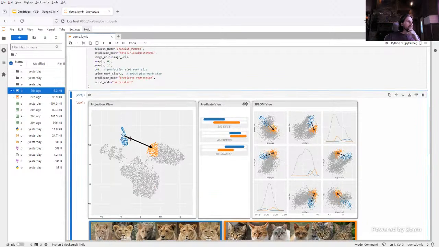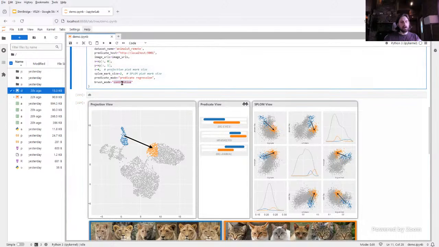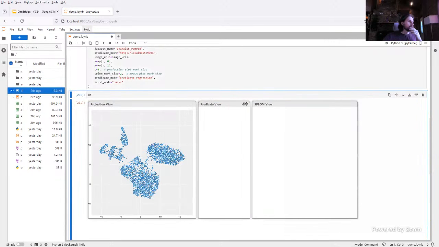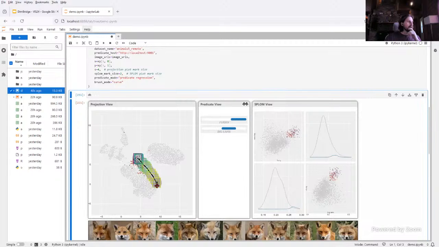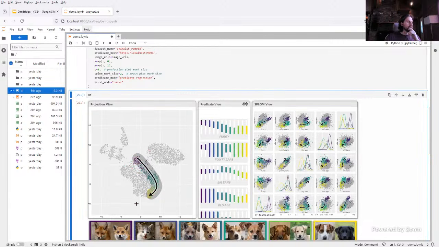So we have one more interaction to show that. I'm going to change the brush mode to curve. So we can look at individual clusters. We can look at trying to compare two different clusters. Our final interaction is we can again select any point in the dimensionality reduction, and now we can draw any continuous shape, and DimBridge will generate an explanation that explains how those samples change as we travel through this shape.